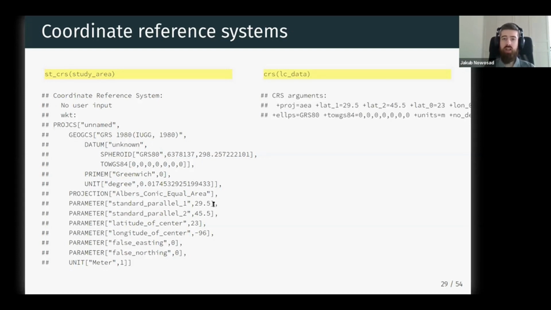For raster data, there's a different function called crs. And we have a different representation here. But again, you can see that units also equals meters. And that's basically the same projection.